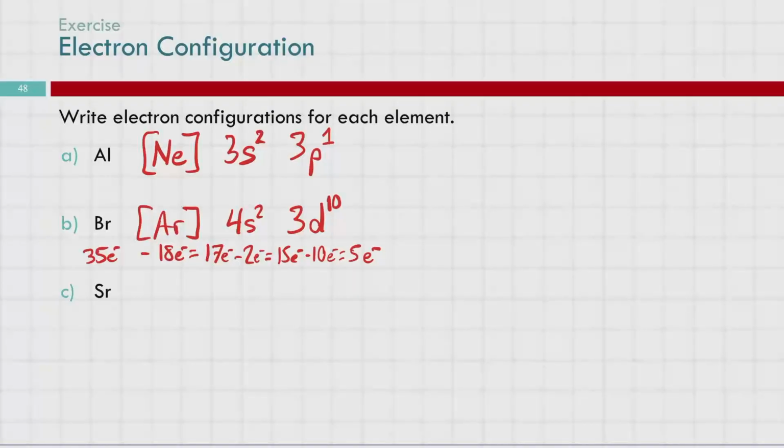Now we're in what? P block. And we're in row 4, 4p. P has 3 orbitals, 3 shapes, 3 peanuts. We can fit 6 electrons in it, so we can easily place our 5 remaining electrons. And now all of our electrons have been placed.